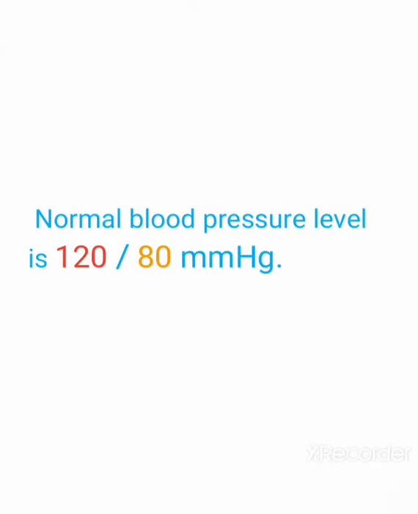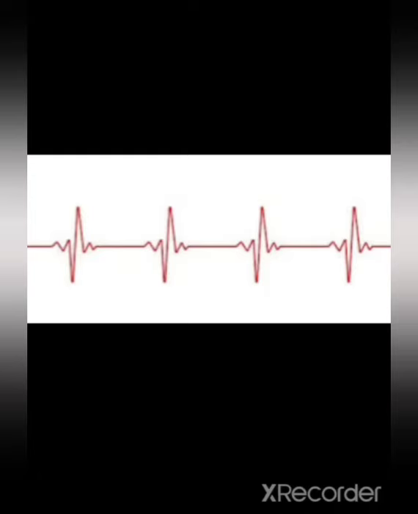The blood pressure of an individual is expressed in terms of these two pressures. 120 mmHg represents the systolic pressure and 80 mmHg represents the diastolic pressure. One systole and diastole together are called a heartbeat. One heartbeat completes in different stages.